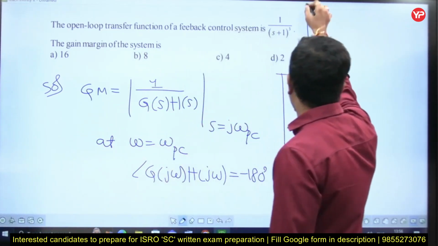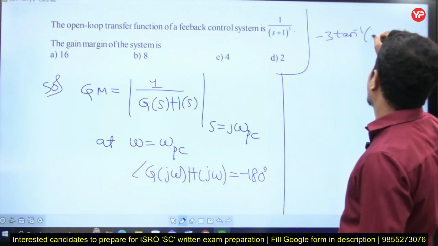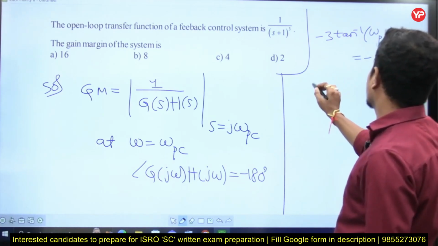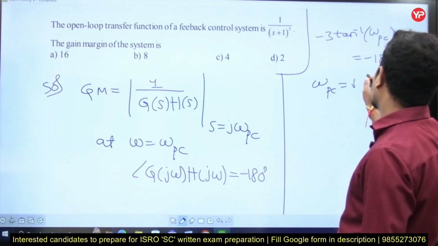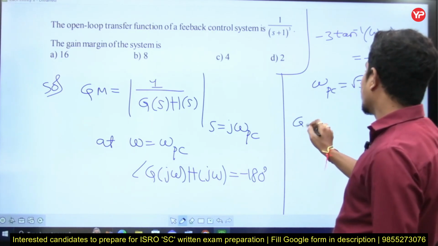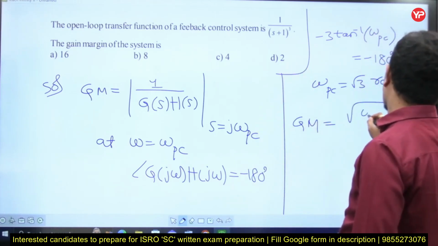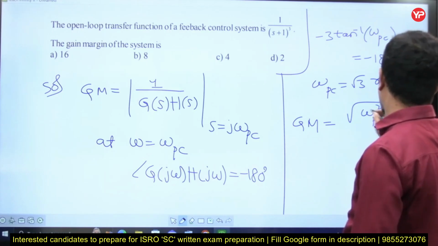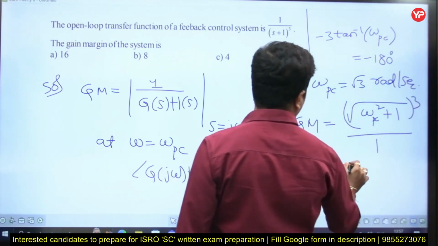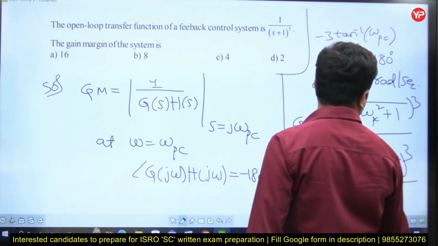Now, what is the angle of that? Minus 3 into tan inverse of omega pc is equal to minus 180. From this you get omega pc is equal to root 3 radians per second. Then gain margin is equal to the reciprocal of the magnitude, which is root of (omega pc square plus 1) whole cube by 1. Therefore gain margin is equal to root of (root 3 square, that is 3, plus 1) whole cube by 1.